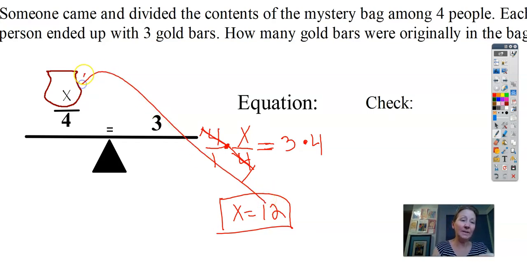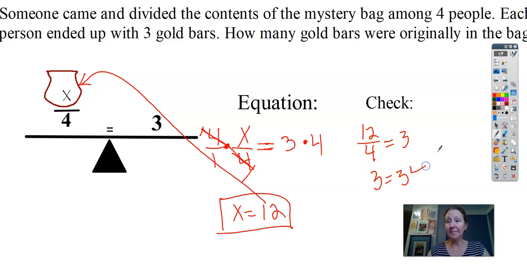Now, when I check it, this is an easy one, right? I'm going to be plugging that into the original x. So I do 12 over 4 equals 3. And then I just do the math. 12 divided by 4 is 3. 3 equals 3.